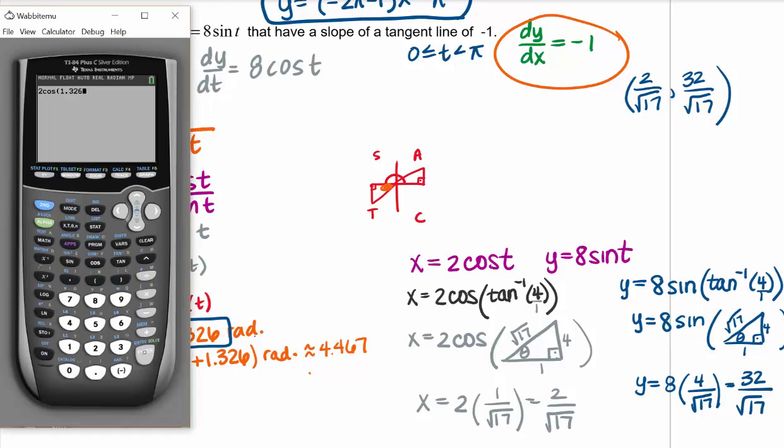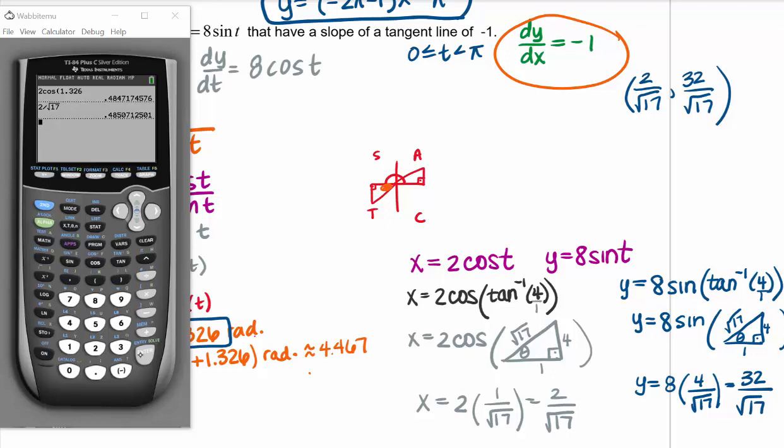And if we do 2 divided by rad 17, those approximations should be very, very close. Again, I rounded 1.326, so they're not going to be exact, but you can see I am accurate to the thousandth place because they both would round to 0.485. All right.